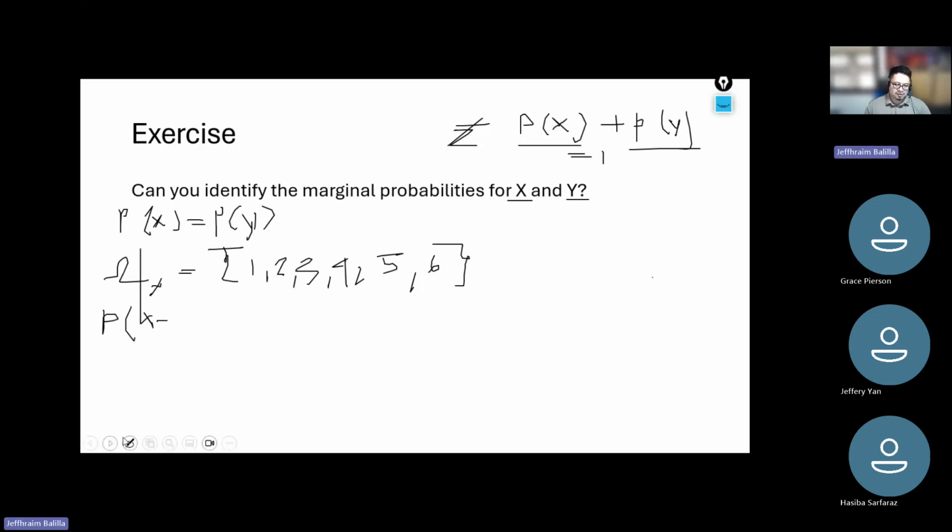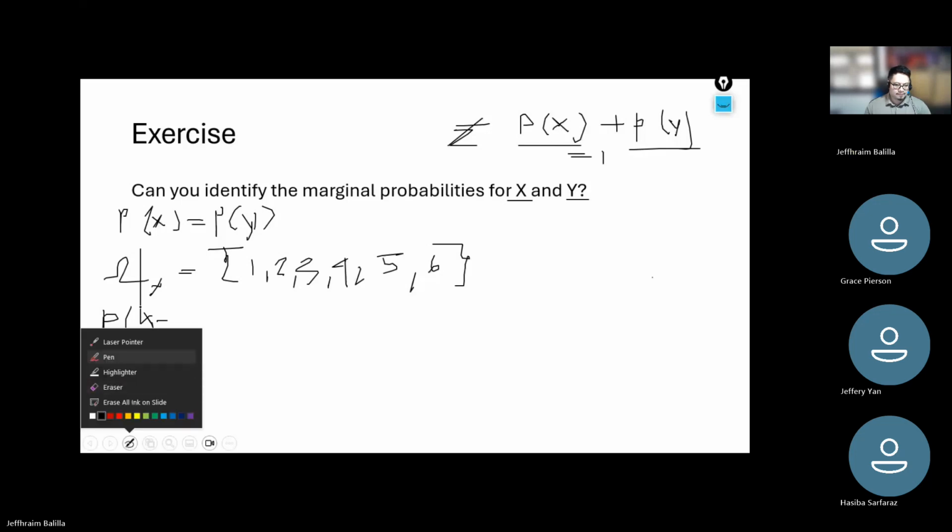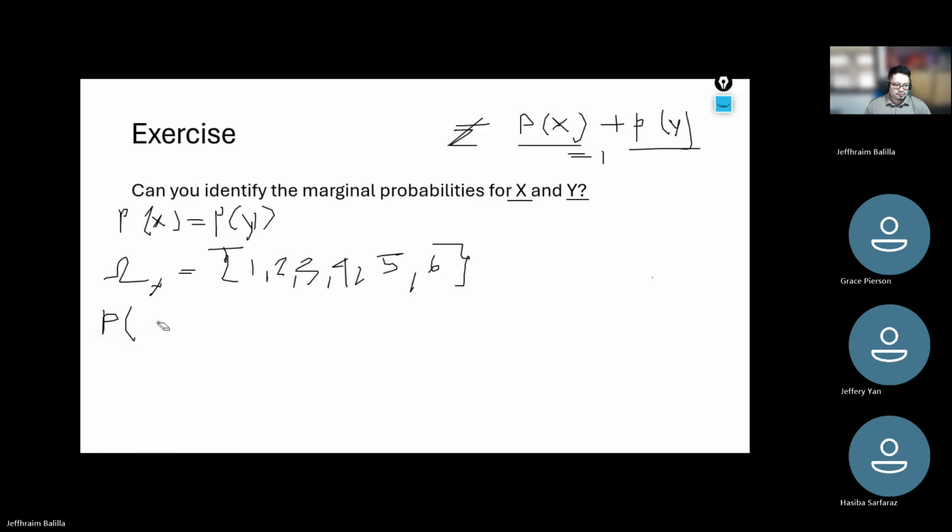Equal, oh, always doing that. Hmm. Let me try again using this.